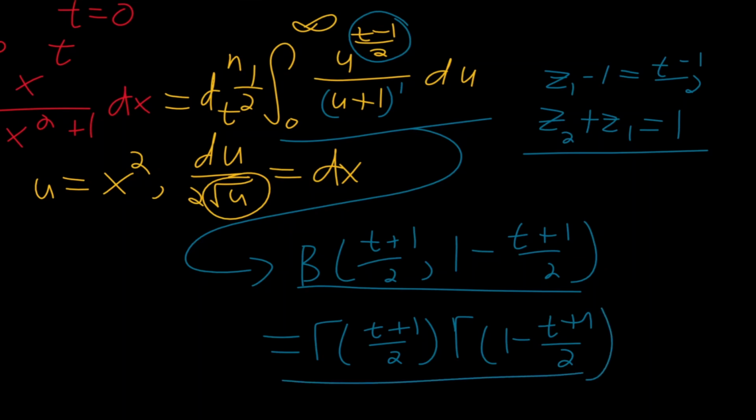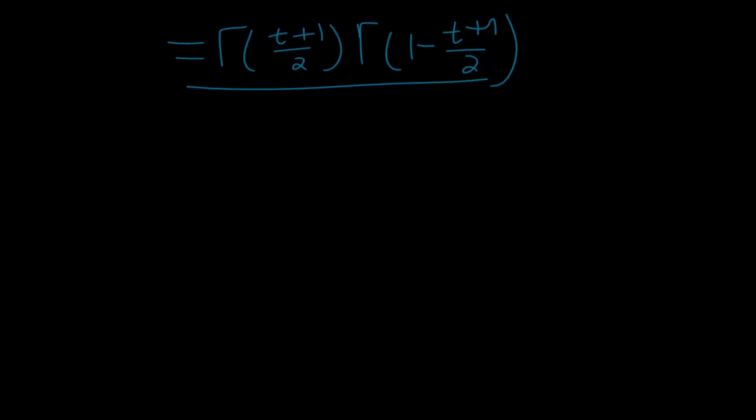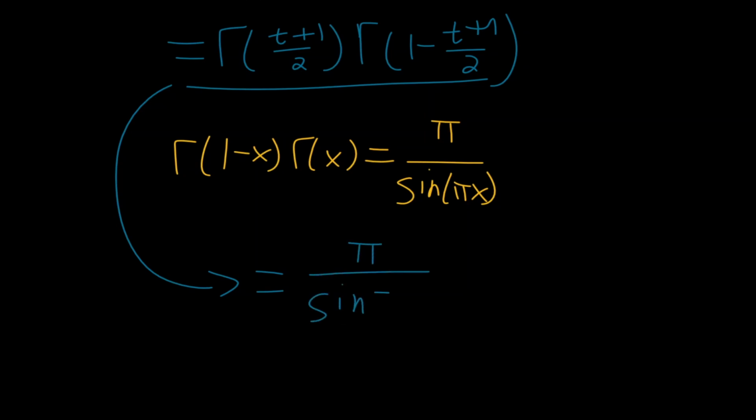But here's the interesting part. This right here is just another identity, namely Euler's reflection identity or formula. I forget exactly what it's called. But it's the one where, in general, gamma of 1 minus x times gamma of x is just equal to pi over sine of pi x. So using this, we can convert everything with a gamma in it to the following. We can say this now is equal to pi over the sine of pi times t plus 1 over 2.